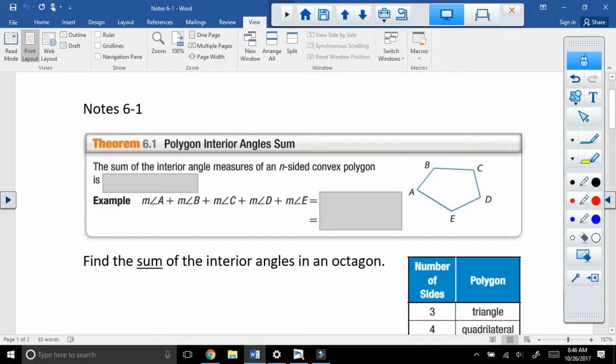Okay, here we are starting chapter 6. Make sure that you start these notes after you've done that investigation that I have out, because otherwise this stuff might be a little confusing.